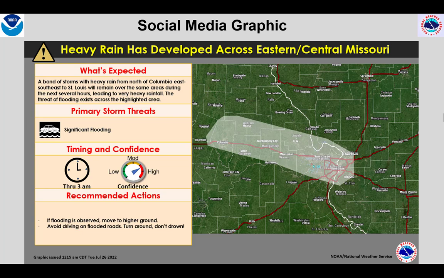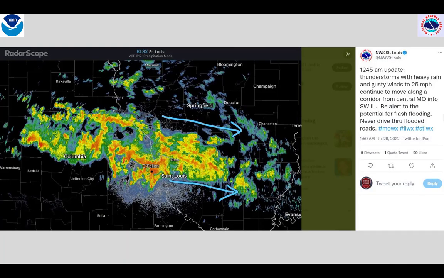Everything appears set up for a flood event, but the main question being how significant, based on how much rain accumulates before the pattern breaks down or shifts to another area. Here is a 12:45 a.m. update from the St. Louis office. We see an established band of convection with cells training over the same areas. The message primarily focuses on what is happening and not necessarily what is expected, other than potential for flooding.